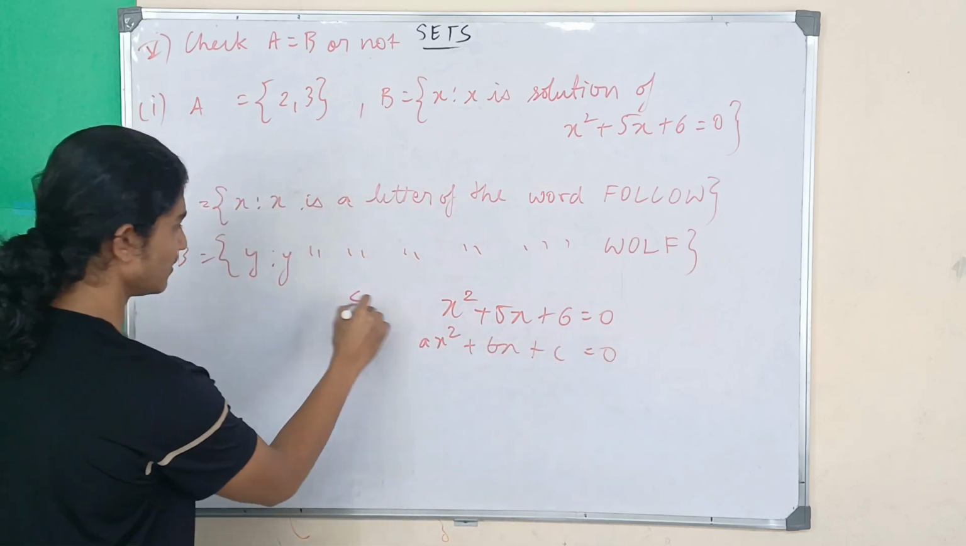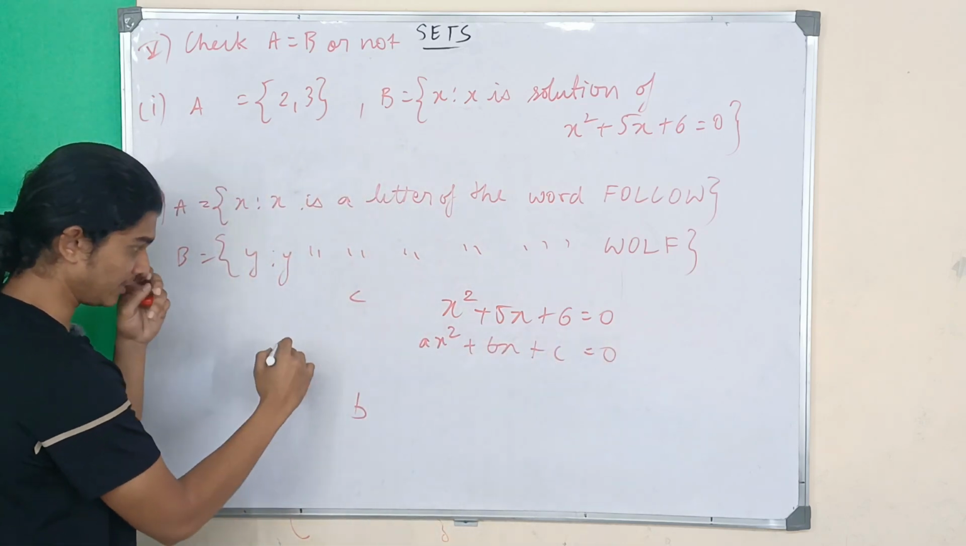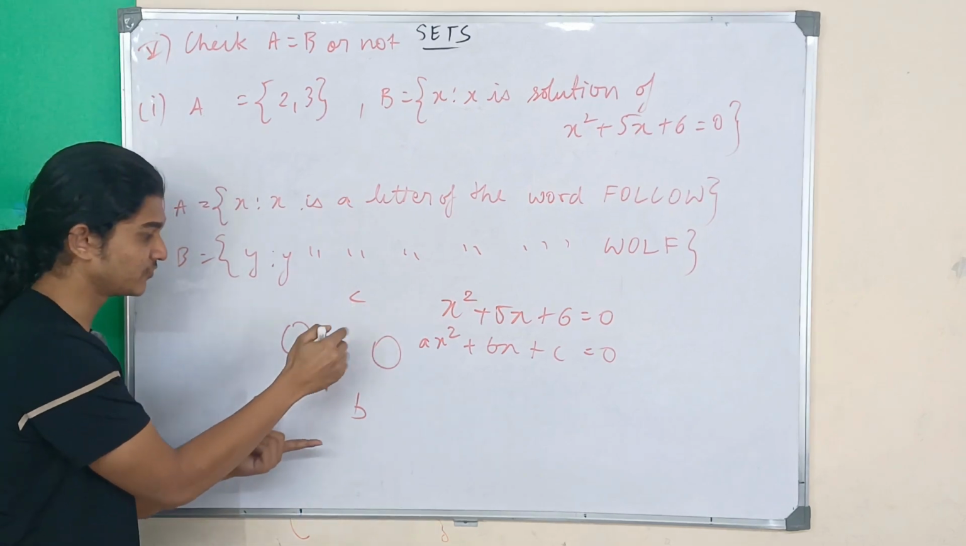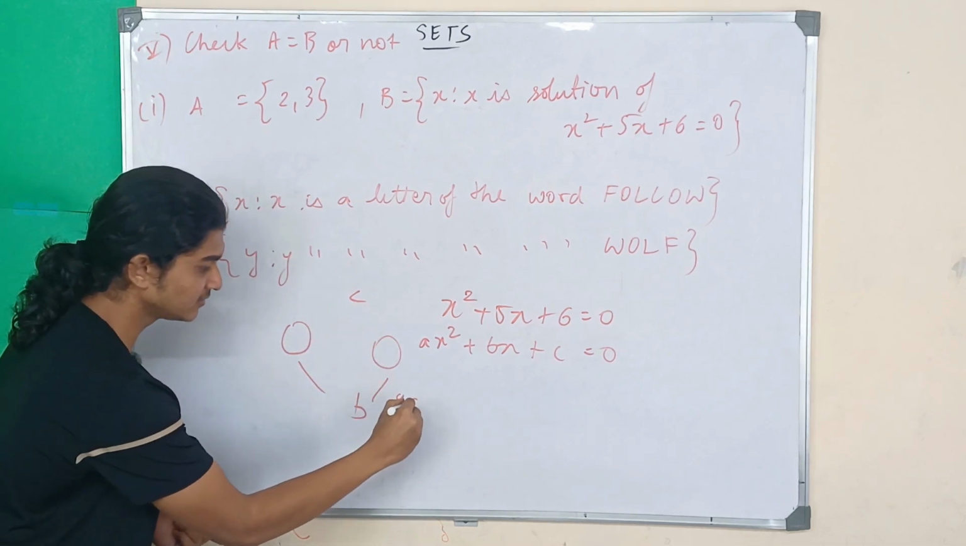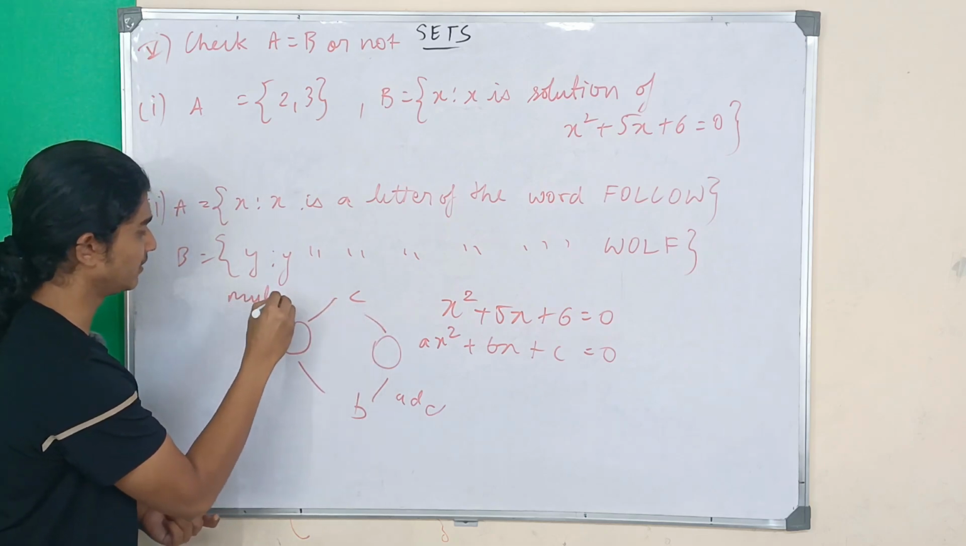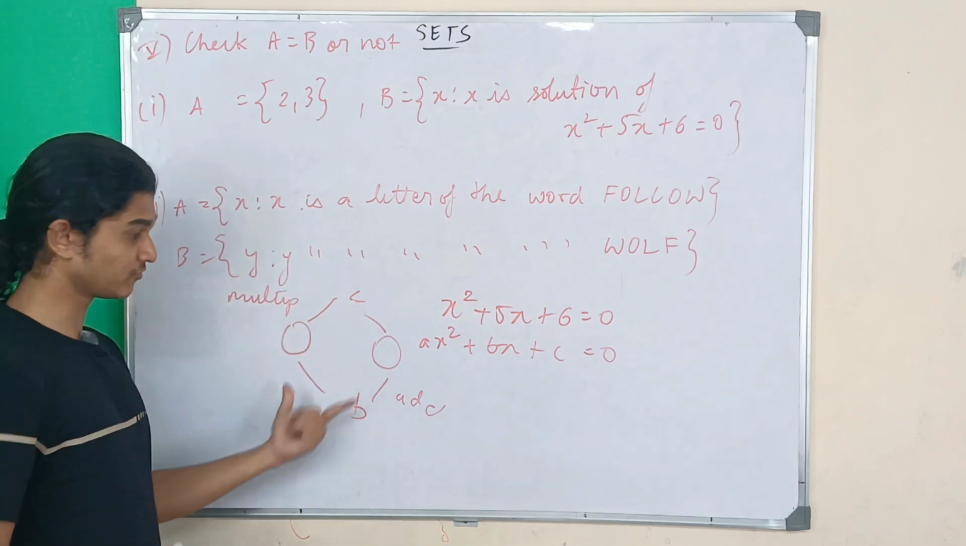So I have to take c and b here, and you have to find two numbers such that if you multiply these two numbers, you should get C, whereas if you add these two numbers, you should get B. So you have to find those two numbers.